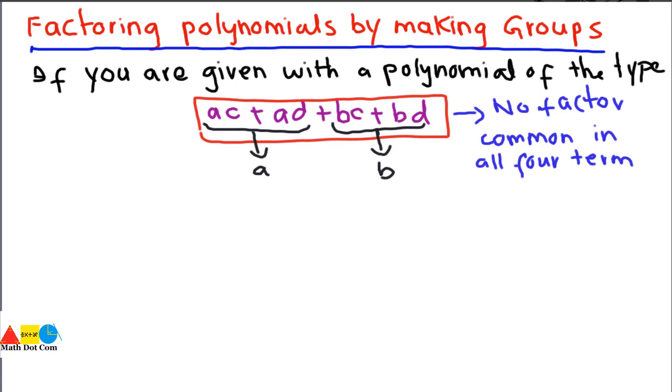So after checking whether there are any factors common in all four terms, if there are none, you check whether there are common factors in pairs of the terms. Then you can factorize by making groups. So let's take an example and find out how you can factorize polynomials by making groups.